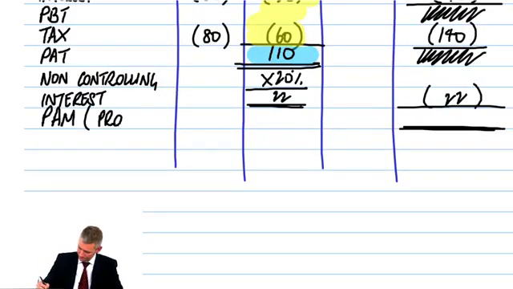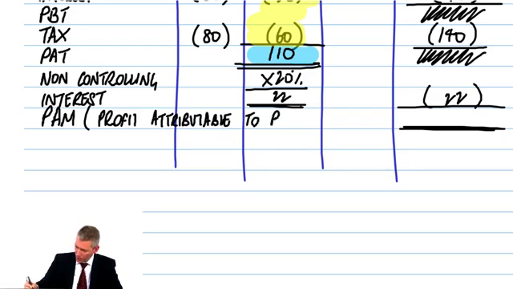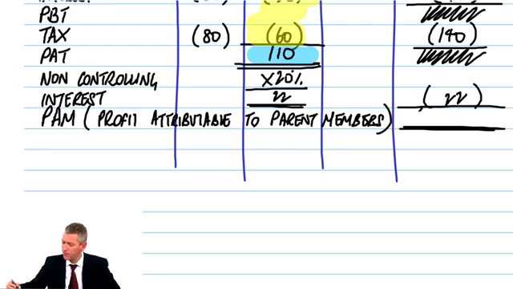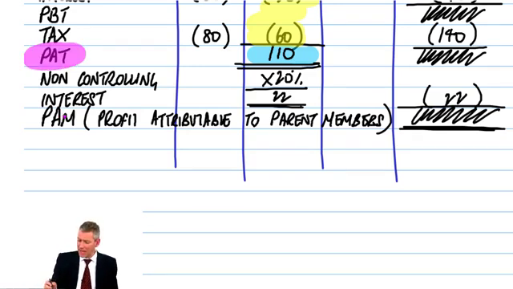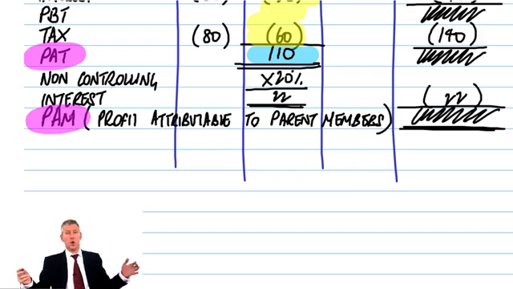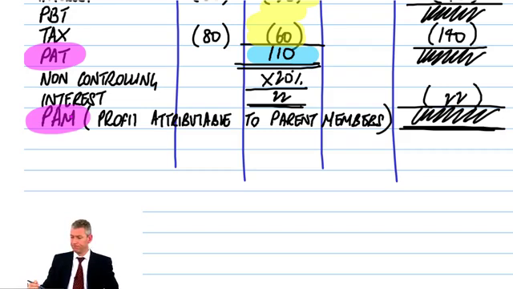Profit attributable to parent members is the full name, for which you get no marks, and that's why I use the abbreviation PAM, standard abbreviation PAM. And it's rather cute because it gives us the little mnemonic, which is who sits between Pat and Pam? NCI. Who sits between Pat and Pam? NCI. Hello, girls. I found that quite useful. And that's the end of that question.